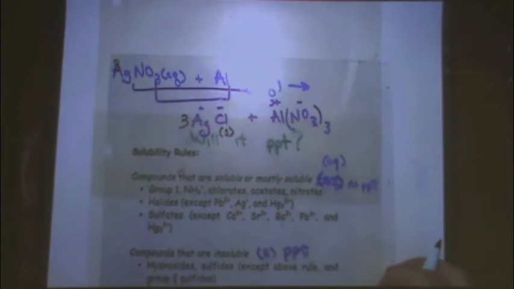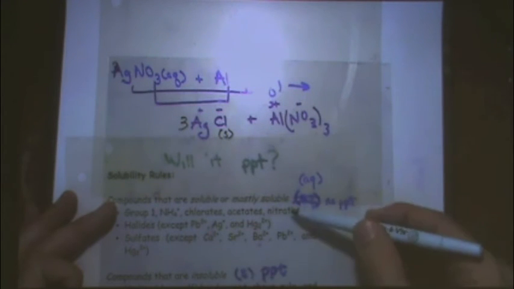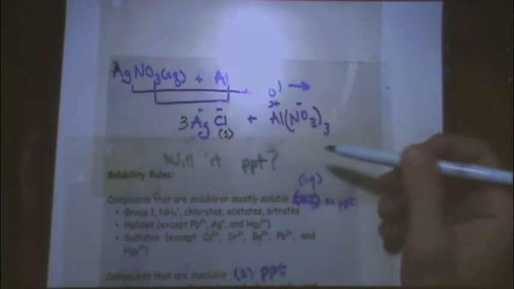So I'm going to write that out. This is a solid. Okay, how about the aluminum nitrate? What bullet applies? In the first one, I've got a nitrate again, NO3. Because of the nitrate, it makes it aqueous. AQ. All right, so I've done step 2. I have all the state symbols.